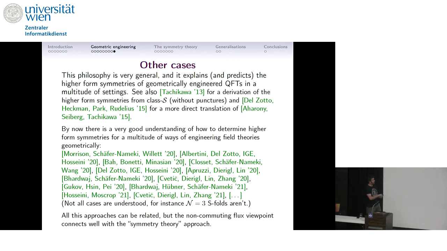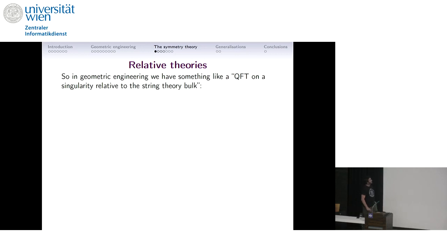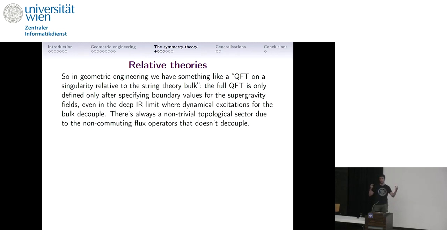So all these approaches are, of course, quite related. You can translate a calculation in one approach to a calculation in a different approach. But the one I'm presenting with these non-commuting fluxes connects very well with this symmetry theory that I want to explain now. Okay. So I just argued that in geometric engineering, whenever you are engineering a quantum field theory in a singularity, it's not really completely isolated because you always have this topological sector coming from the fluxes that doesn't decouple. No matter how far in the IR you go, these flux operators still don't commute. The commutator doesn't depend on the RG scale. So it doesn't completely decouple, but the way it doesn't completely decouple is easy to understand. It's because of this effect of flux non-commutativity.